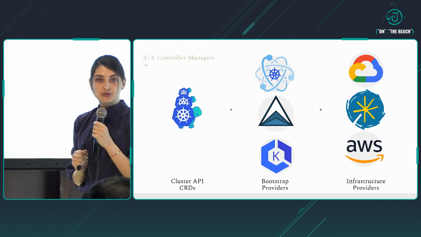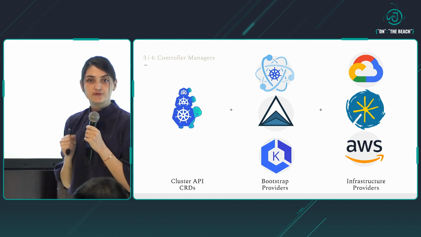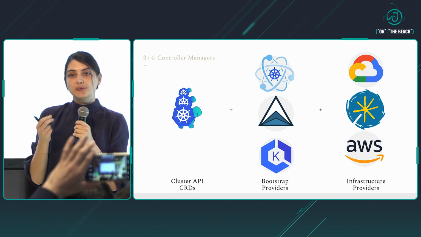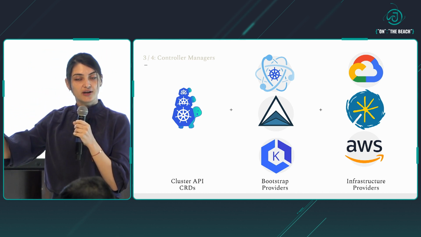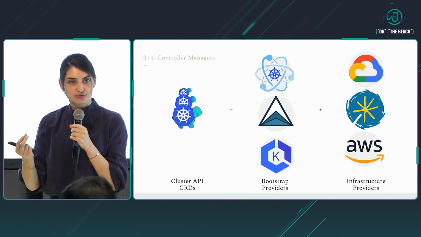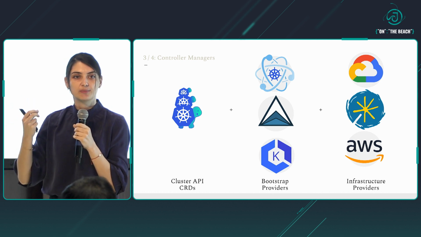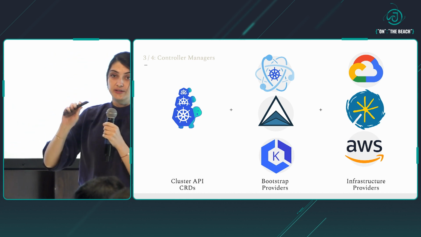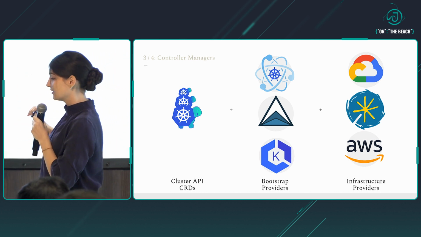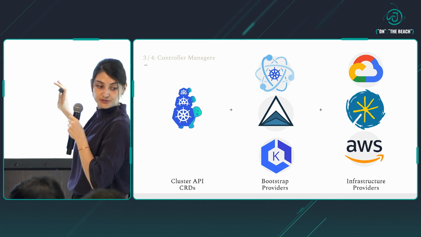And the third controller that we're going to require is going to be the infrastructure provider. And this is the component that actually interacts with the APIs from the provider and provisions the actual resources. We're talking about instances, we're talking about security groups, IAM roles, and so forth. So if you want to deploy clusters in different providers, you'll require a controller for every single provider.